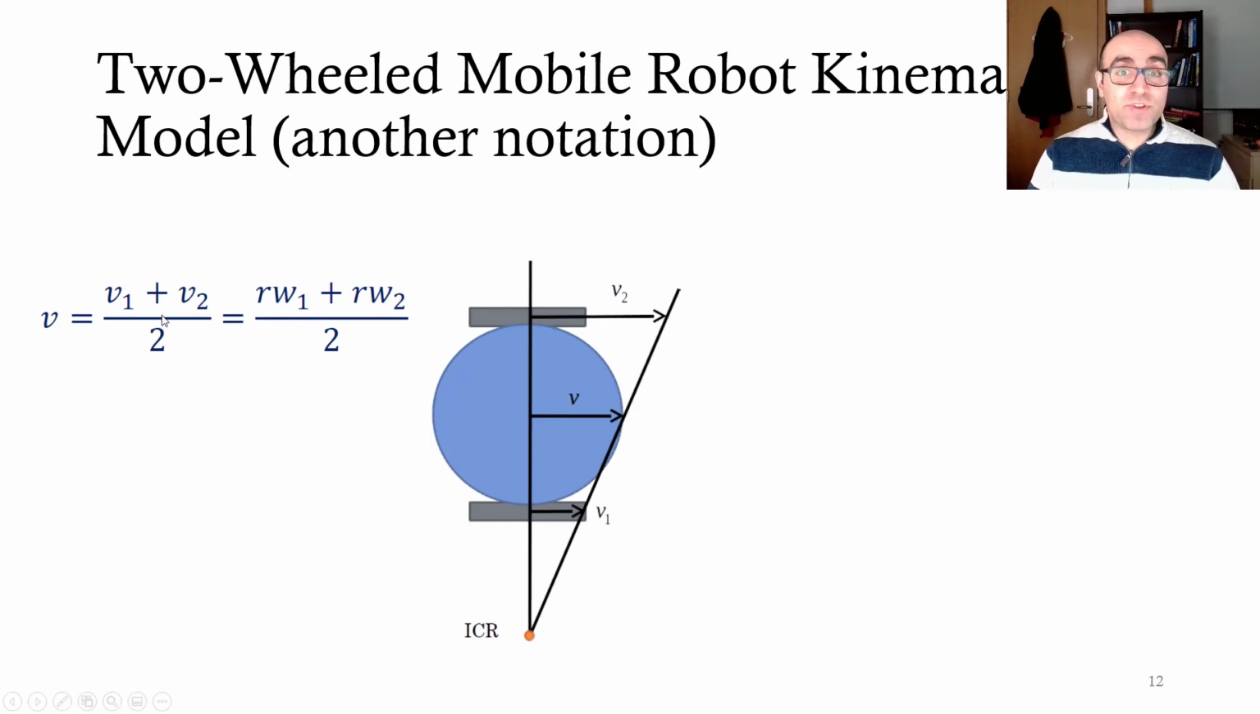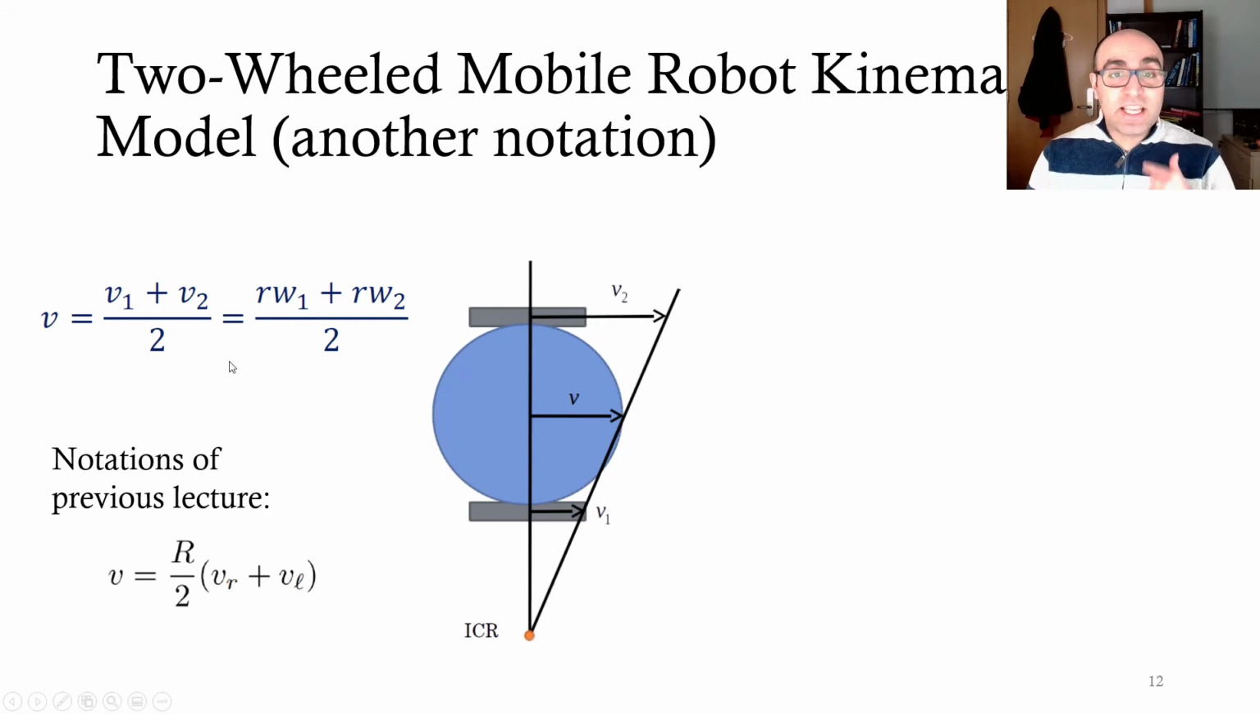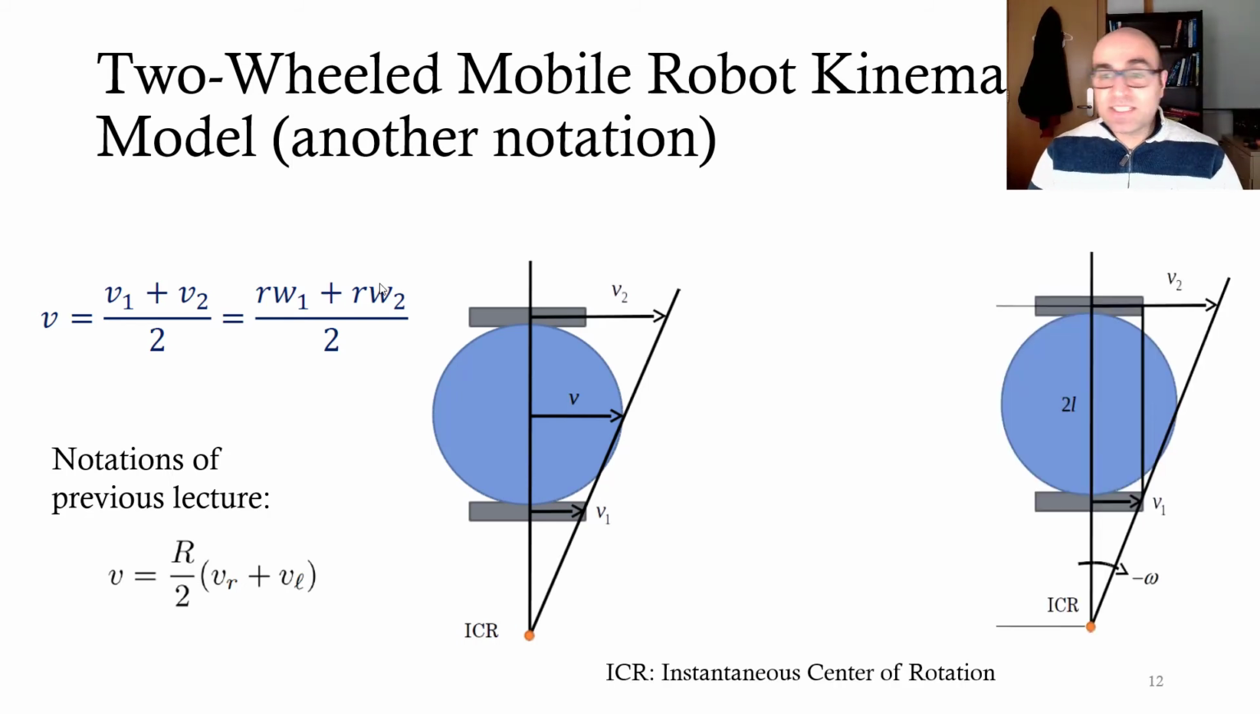This is what you have seen before, the equation. However, the notation we used in the previous video was R half VR plus VL, if you remember. This is exactly this equation. This is the average of v1 and v2, because v1 is R omega 1, v2 is R omega 2. If you factor R, you get the same thing. And have in mind, in the previous video, what we defined as VR is phi dot, which is omega 1. So this is the same equation. If you see it differently in your projects or at work, know that these two are exactly the same thing.